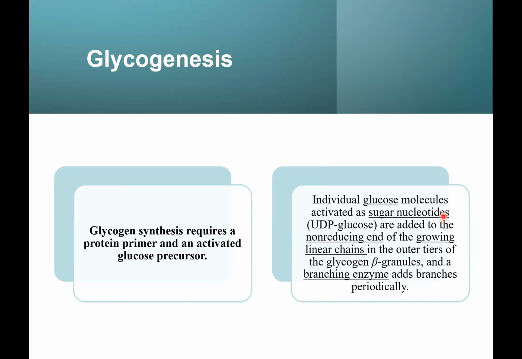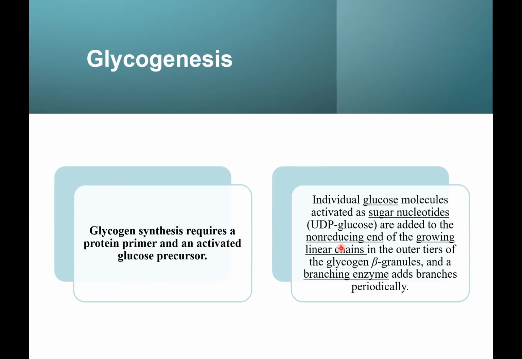Okay, what if we want to turn this on its head and start making glycogen? Well, we need a couple things. We need a protein primer, interestingly enough, for glycogen synthesis, and an activated glucose precursor. These are two requirements for synthesizing glycogen from glucose. We're going to actually do this kind of in reverse. We're going to look at the activated glucose precursor first, and then we're going to talk about the protein primer. You'll see why that's a little bit backwards as we go through it, but it's an okay way to approach it.